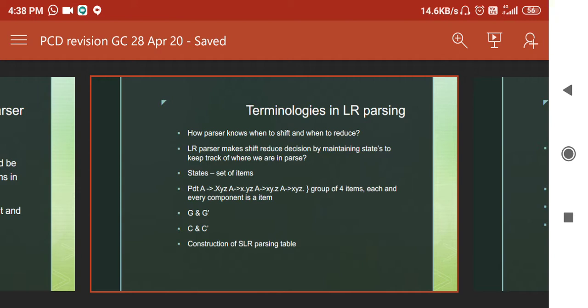So the LR parser makes shift-reduce decisions by maintaining states and keeping track of where we are in the parsing phases. Either we are in between the parsing process, or we are going to complete it, or what are the remaining parsing process that we have. So all those things we have to concentrate on. And then here we have important terminologies like states and items. So what is meant by items and what is meant by states?